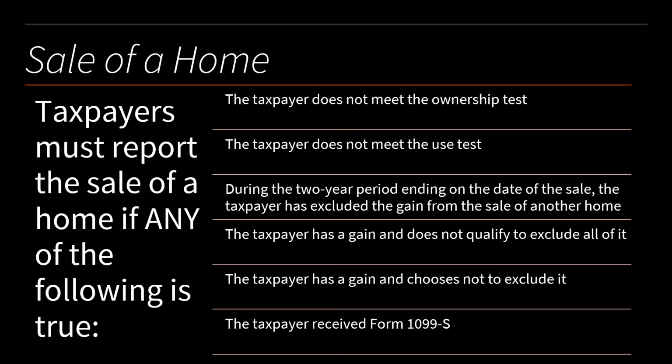And then anytime a taxpayer received Form 1099-S that was reported to the IRS, or a copy of that was sent to the IRS, then we need to make sure that the sale of the home appears on the return, even if we make an adjustment to exclude any gains.